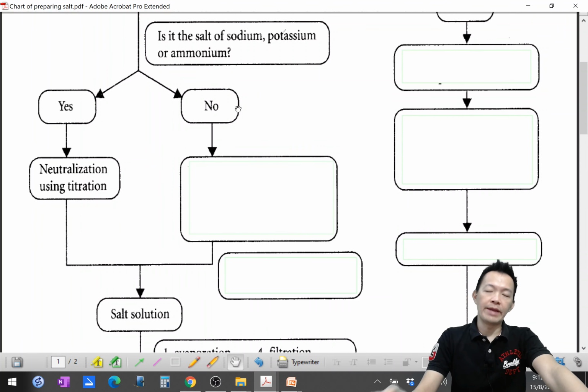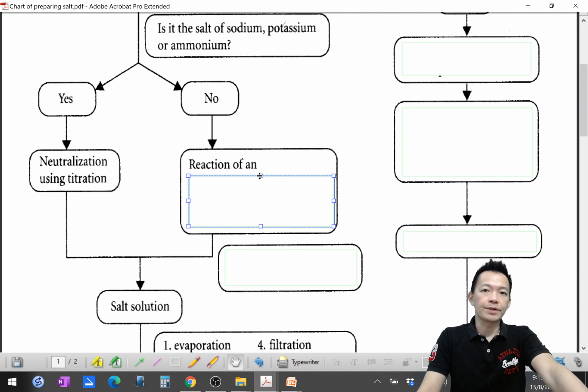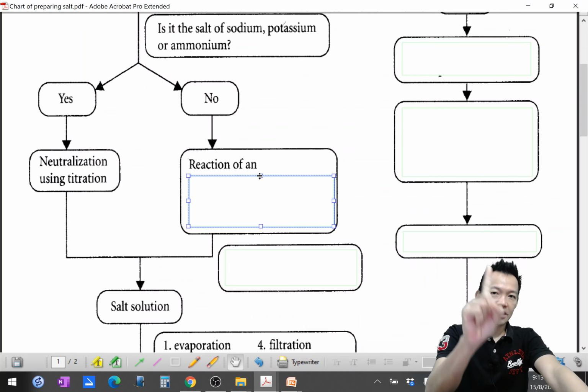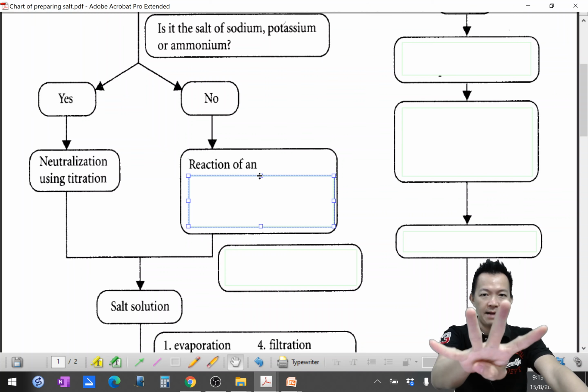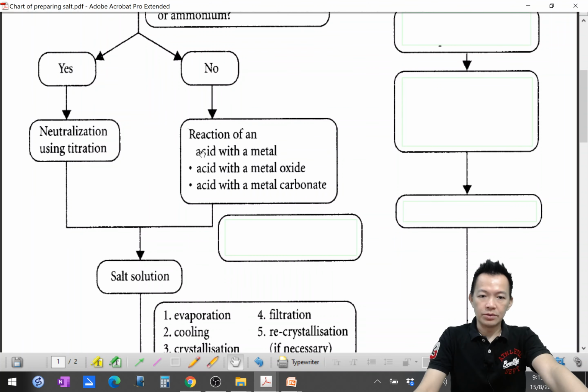Next. So the salt is soluble, 能溶的。But is it the salt of sodium, potassium, ammonium? No. That means the salt will be others like aluminium, magnesium, or whatever. If no, you're not going to use the method called neutralization. So if they are soluble but they are non-sodium, non-potassium, non-ammonium, so what to do? Prepare the acid, 准备 acid. Okay, and the acid is going to react with the metal oxide, metal hydroxide, or metal carbonate, 这几种情况，对不对? So prepare the reaction with the acid.